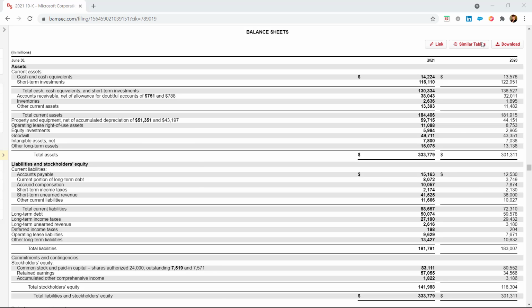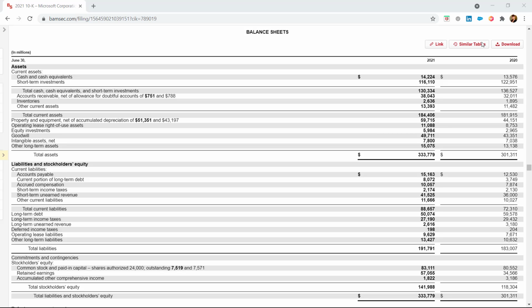Balance sheet is one of the three fundamental financial statements. It provides a snapshot of a company's finances, what it owns and owes as of the date of publication. Here's an actual balance sheet of Microsoft Corporation.